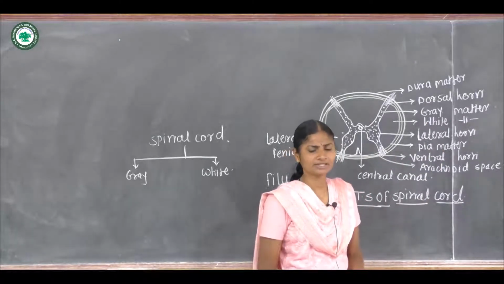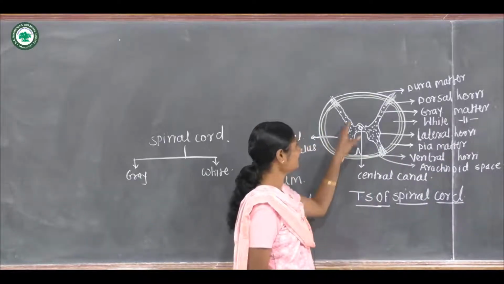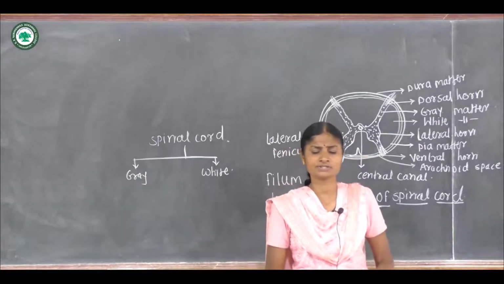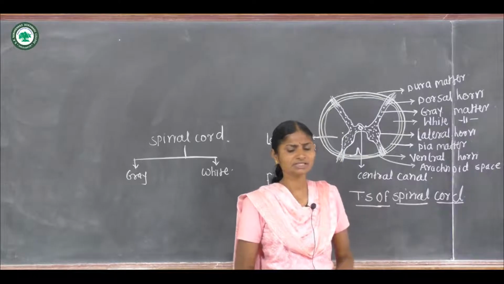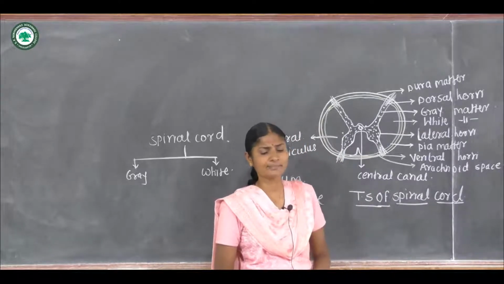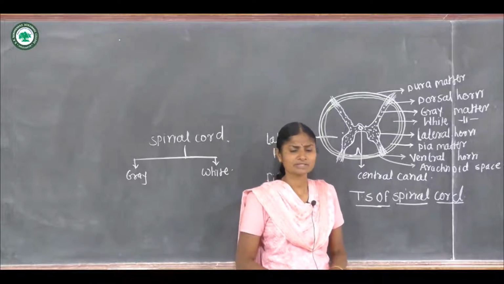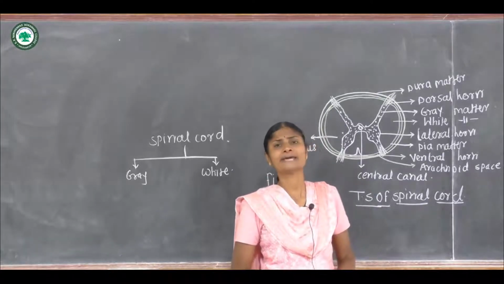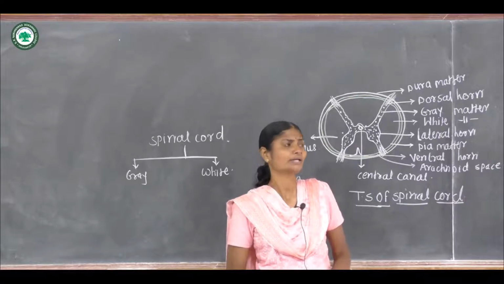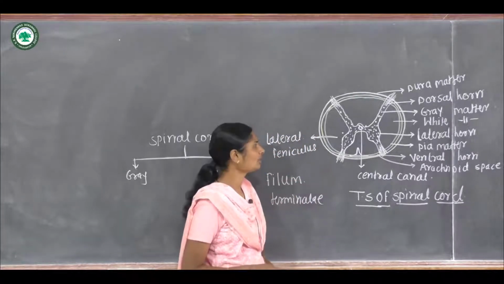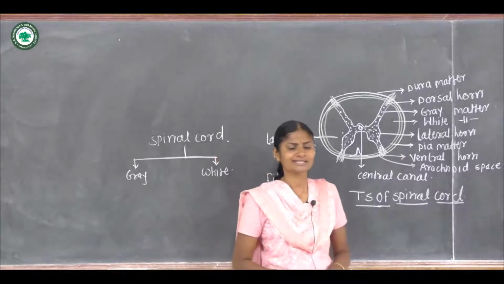Grey matter is the centrally placed part, and this is mainly a butterfly shaped structure. This central part of the spinal cord contains nerve cell bodies and supportive cells. We call them supportive cells, also called glial cells or neuroglia cells.